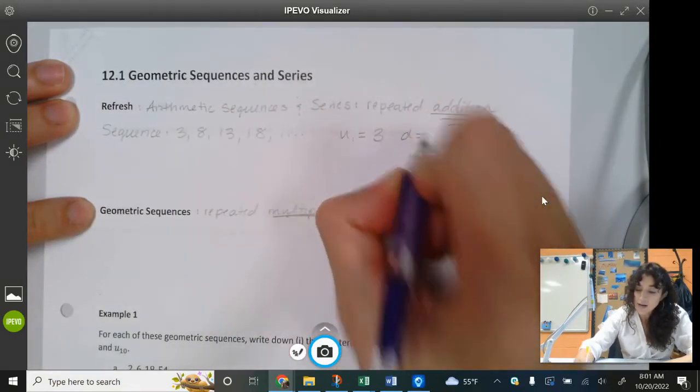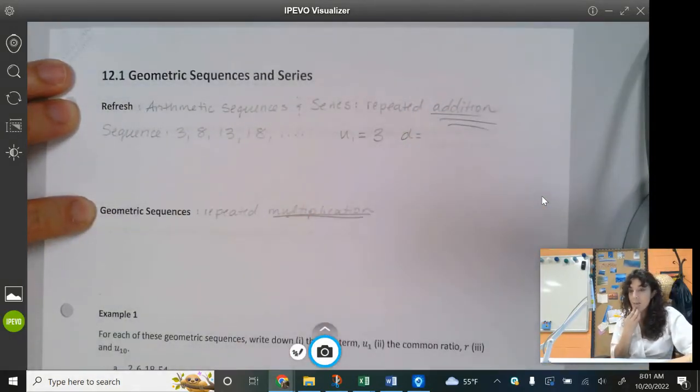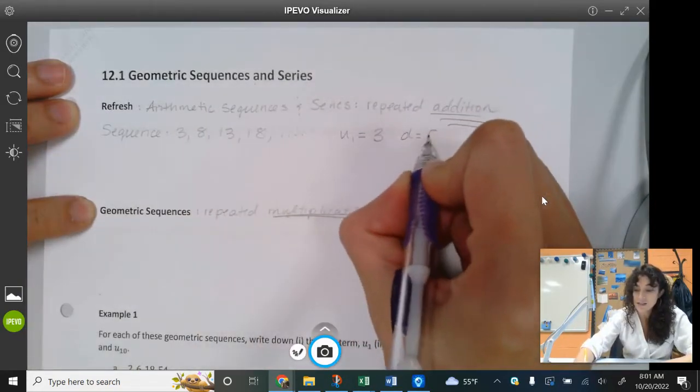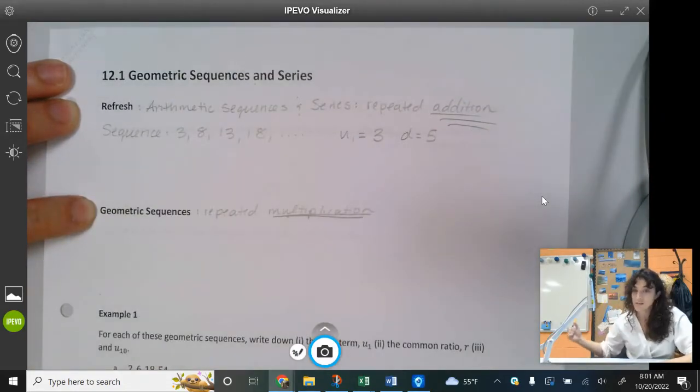And then we talked about D, and D was our common difference, and it's the number that you are adding every single time. So in this case, it's 5. If the sequence was getting smaller, your common difference would be a negative number because you're getting smaller by subtracting.